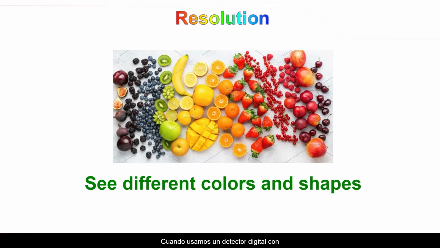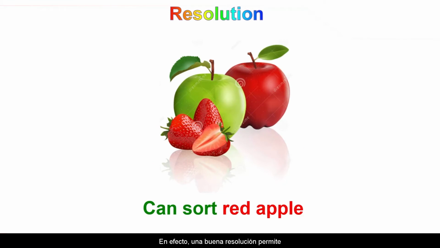When using a digital detector with clarity and spatial resolution, it allows you to separate the similar colors and shapes in the basket of fruit. In the scenario shown above, you can detect the apples from any other fruit that is similar in size or color to an apple. In effect, good resolution allows you to tell the difference in color and shape so you can separate the green apple from the red apple.